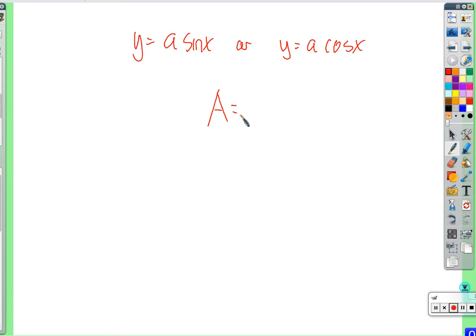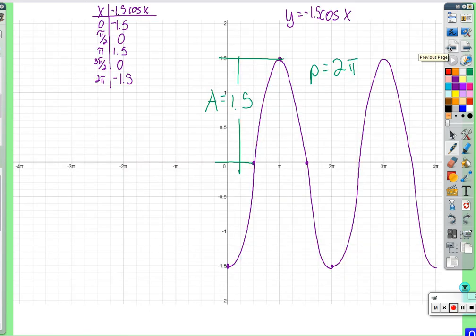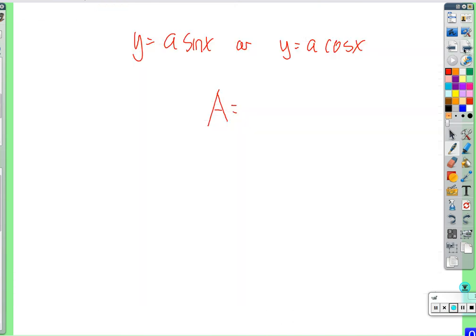If we measure from the middle to the top, what kind of number will we never get? Zero. Get zero if you put a zero there. That counts. Remember how I thought you might say the wrong amplitude? We never get a negative. So how do we make sure we always get positive? Absolute value of a. Smart. Absolute value of that number out in front. Good work. Good job. Thank you, Shane. So big A, the amplitude, equals the absolute value of little a, the number that you're multiplying by sine of x or cosine of x.